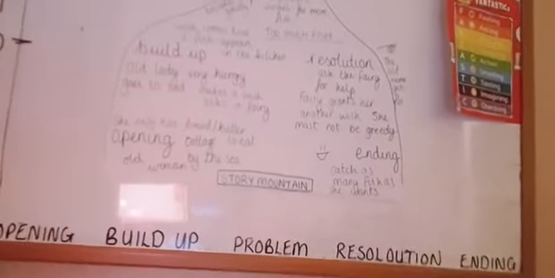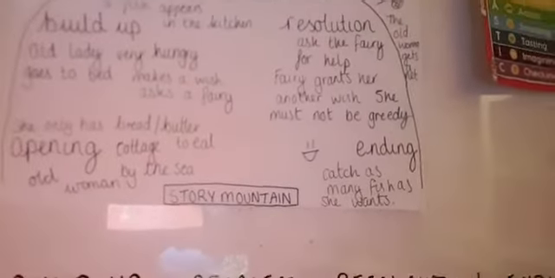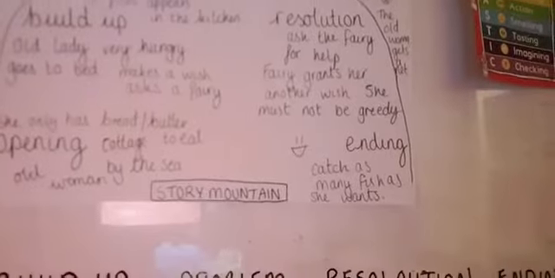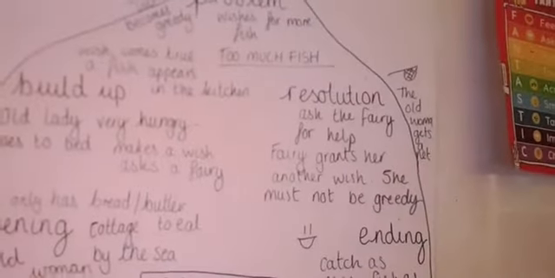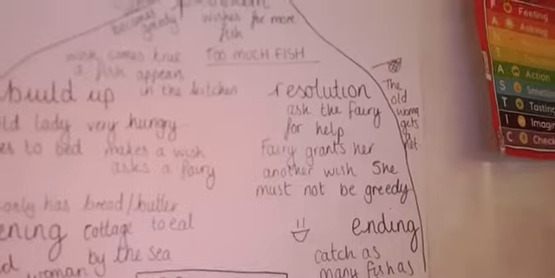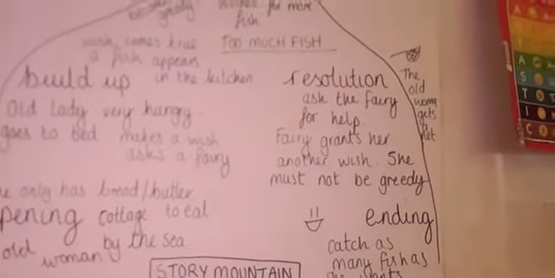Okay, so here is our story mountain. We have got our opening. We've got the old woman who only has bread and butter to eat. She lived in a cottage by the sea. The build-up. The old lady is very hungry and she goes to bed and she makes a wish. She asks a fairy to grant her wish.